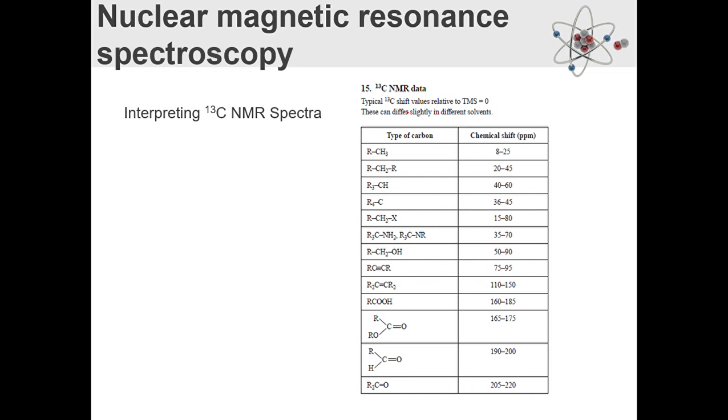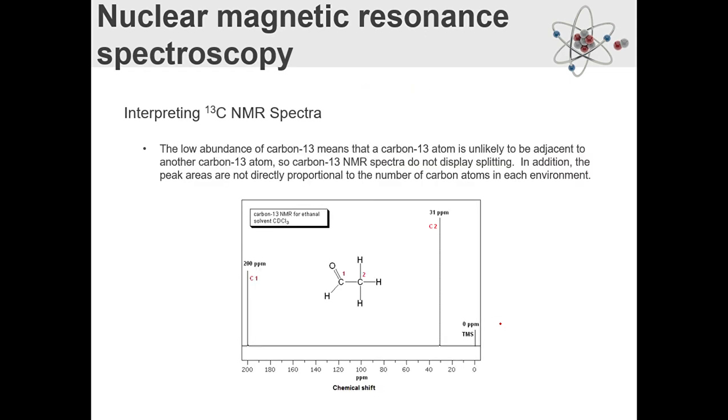Oh look, we have this helpful table. You never have to think about splitting or integration ever when doing a carbon NMR. Literally, it's just find the peak. Low abundance of carbon-13 means that there's no splitting, or if there is, it's super rarely, so we never display it. In addition, peak areas are not directly proportional. It's literally just, oh, this peak is at 200 ppm, so it's probably an aldehyde, versus this peak is at 31 ppm, so it's probably a CH3.